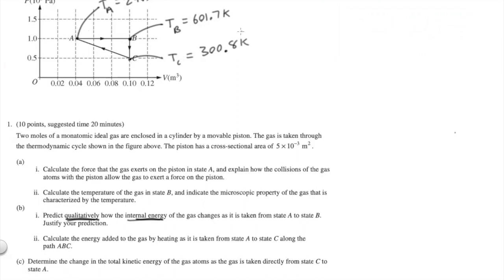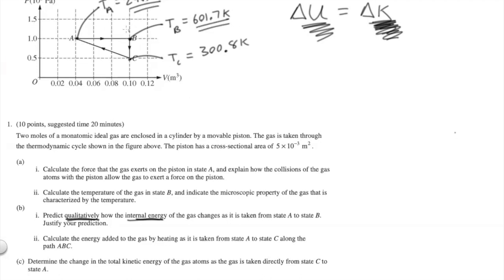Okay, so as I said earlier, any change of internal energy, where U is internal energy, is going to be equal to a change of kinetic energy. And kinetic energy is linked to temperature. If temperature changes, kinetic energy changes. And if kinetic energy changes, then internal energy changes. So here's the thought process. From A to B, there is a temperature increase, right? From A to B, the temperature goes up.